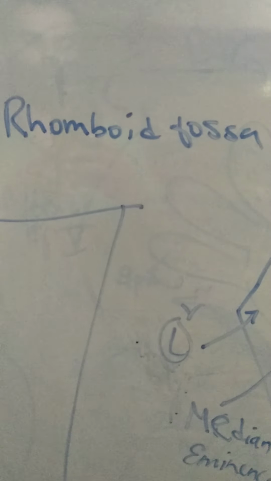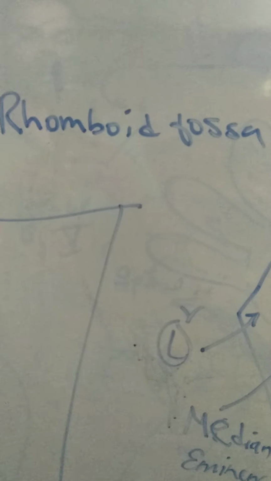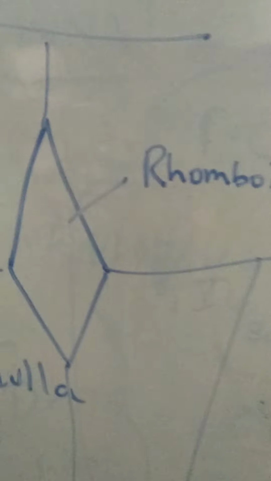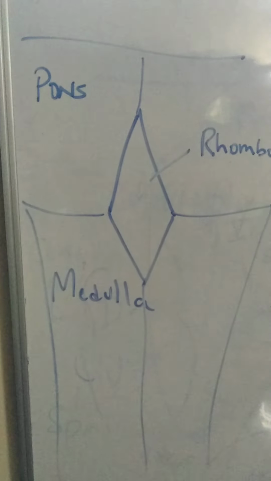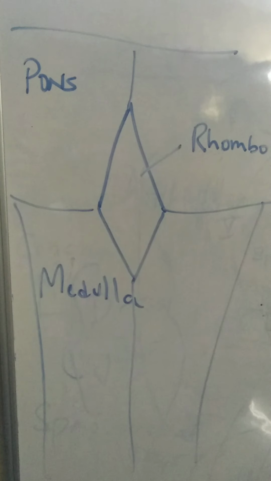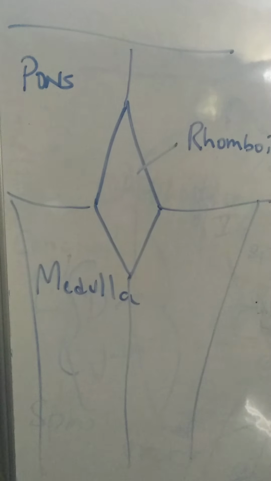The topic is rhomboid fossa. What is this rhomboid fossa? It is a diamond shaped fossa. Where is it present? It's present behind the brainstem. Where exactly? Behind the pons and behind the medulla oblongata.